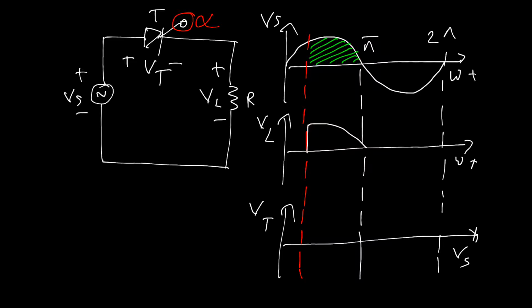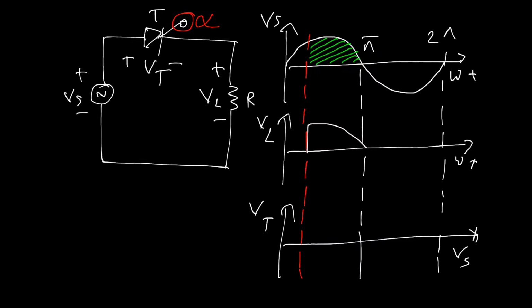Now the question is, when the switch was in off state, what happened? Then no voltage is delivered across the load. That means the total voltage is across the switch. That means up to this point, from 0 to alpha, the device was in blocking state. That means it was able to block that amount of voltage that appears from the supply.